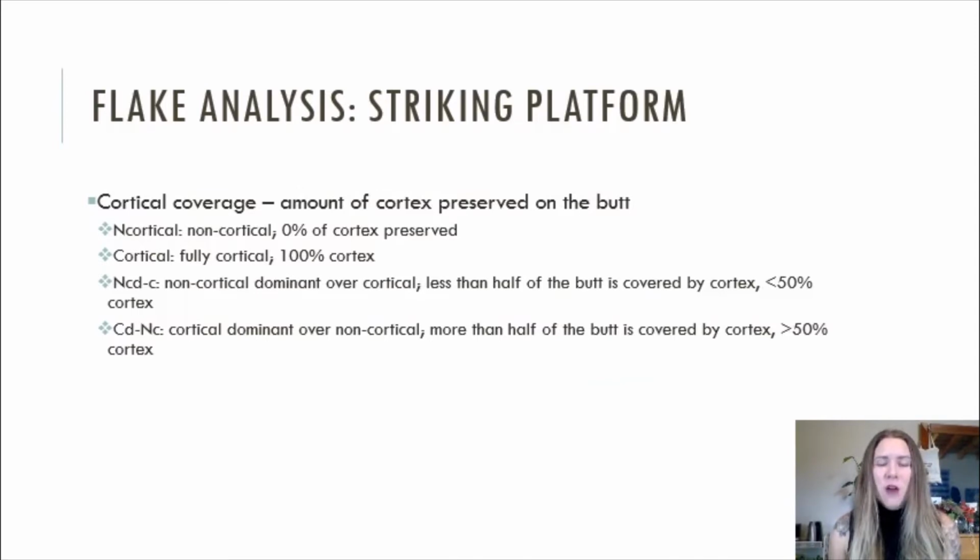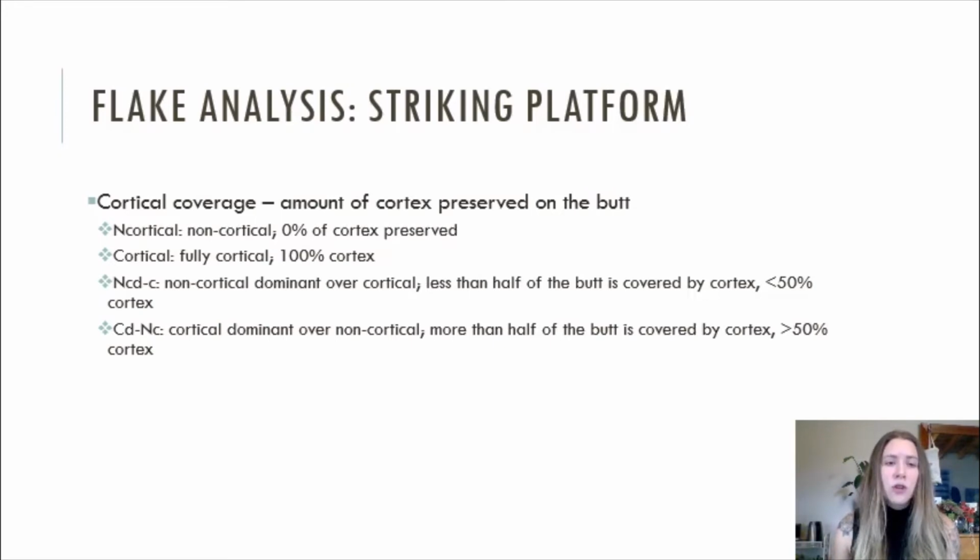Another important feature of the striking platform to record is the extent of cortex preserved on the butt, if it's present, which indicates more about the level of preparation as well as the stage of reduction. This can be defined as non-cortical, cortical, non-cortical dominant over cortical, or cortical dominant over non-cortical. I know that sounds really confusing, but it's pretty simplistic and self-explanatory. So non-cortical is 0% of the cortex preserved, whereas cortical indicates fully cortical, 100% cortex.